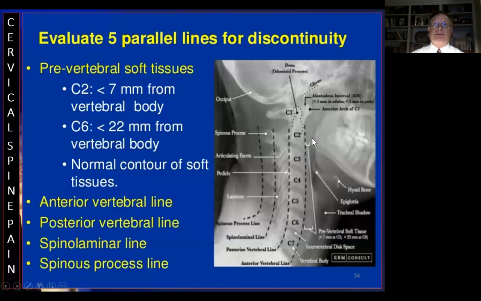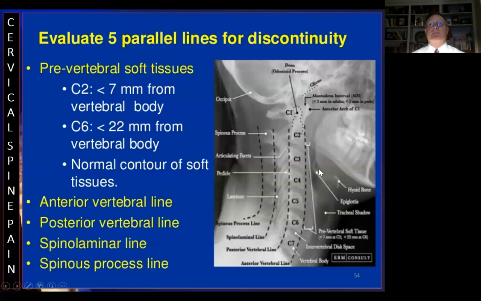Now, 5 parallel lines. The head's facing the other way this way, but let's just think for a second. Remember the prevertebral soft tissues we talked about. Anterior to the anterior ring of C1 doesn't need to be more than about 2 to 3 millimeters. Anterior to the ring of C2 can be about 7 millimeters. And then when you get down here about C6, it can be up to 2.5 centimeters, because that's where the esophagus lives.